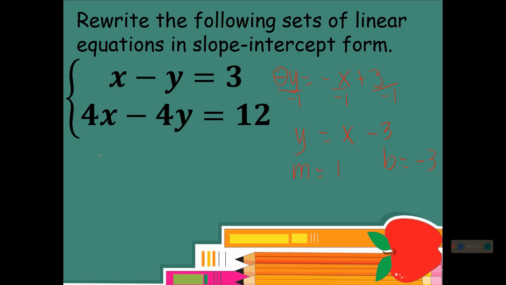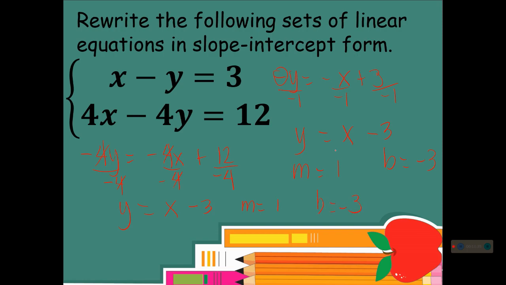For the second equation, we have negative 4y equals negative 4x plus 12. Since we have negative 4 as the coefficient of y, let's divide all the terms of the equation by negative 4. So y equals negative 4x divided by negative 4 will be x. Then positive 12 divided by negative 4 is negative 3. So the value of our m here is 1, and the value of our b is negative 3.